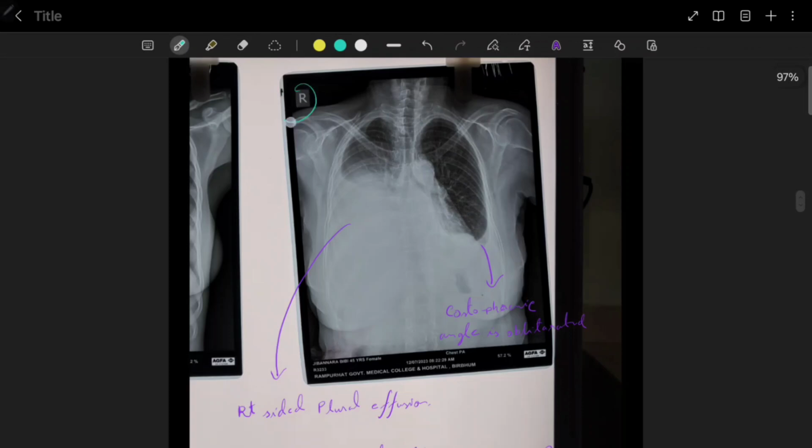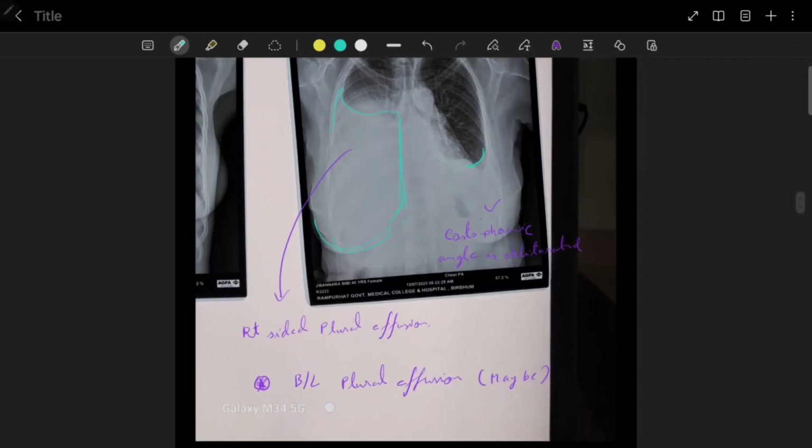See in this X-ray, it is the right side, it is the left side. Okay, now see severe consolidation on the right side. Okay, so it is a right-sided pleural effusion. Okay, and see here it is the breast shadow. Okay, and see the costophrenic angle in this left side, costophrenic angle is obliterated. Okay, so it is probably a bilateral pleural effusion. Right side is totally gone, left side also the costophrenic angle is obliterated, so it is probably a bilateral pleural effusion.